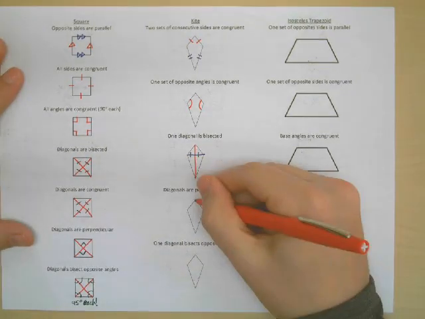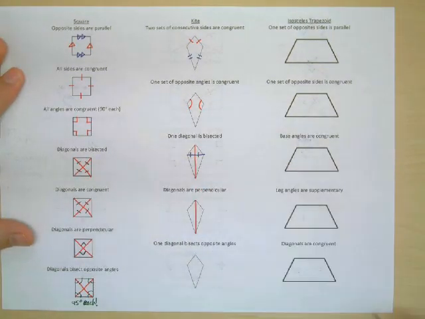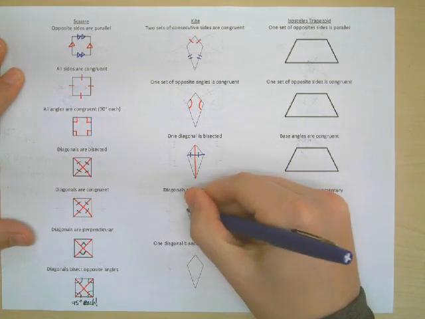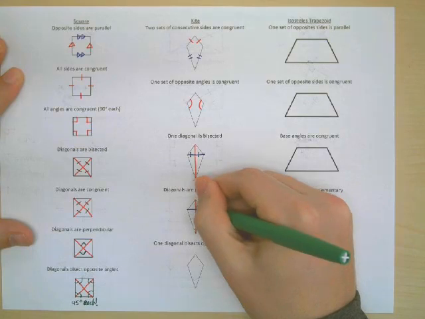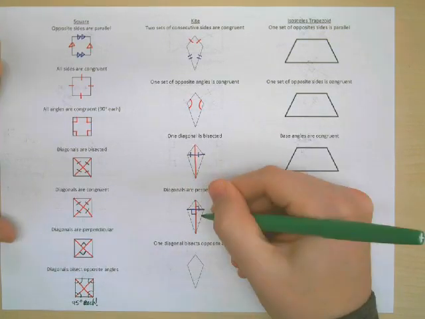Next, the diagonals are perpendicular. All right, so as we did with the rhombus and the square, I'm going to put our 90-degree boxes.